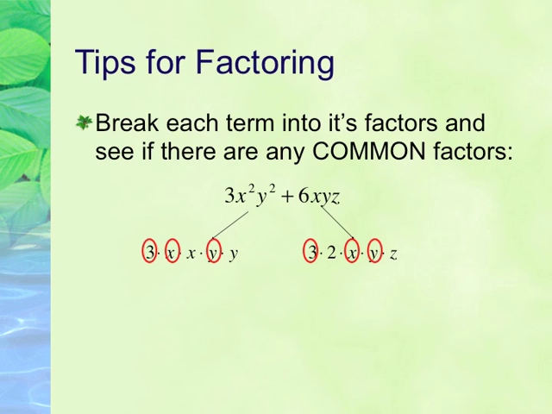So I take these common factors, 3, an x, and y, and I undistribute them. They come to the front. They come outside the parentheses. What's left behind? In the first term, I still have an x and a y left behind. They stay inside the parentheses. In the second term, I still have a 2 and a z left behind, so they stay in the parentheses. This is a simple way to factor out any common factors between two terms.